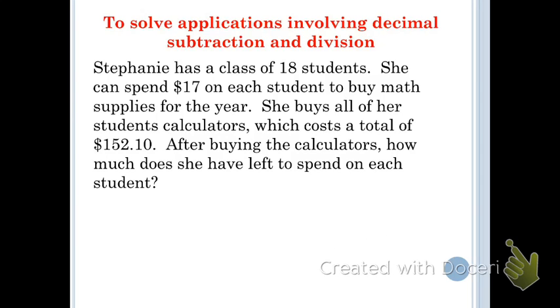Stephanie has a class of 18 students. She can spend $17 on each student to buy math supplies for the year. She buys all of her students' calculators, which costs a total of $152.10. After buying the calculators, how much does she have left to spend on each student?